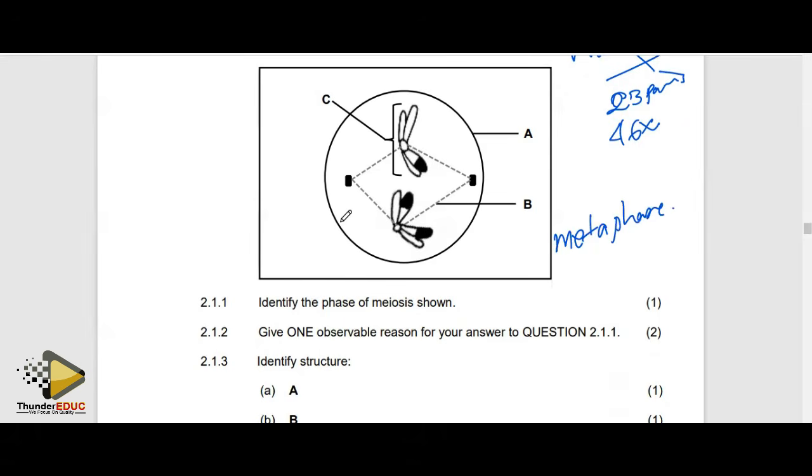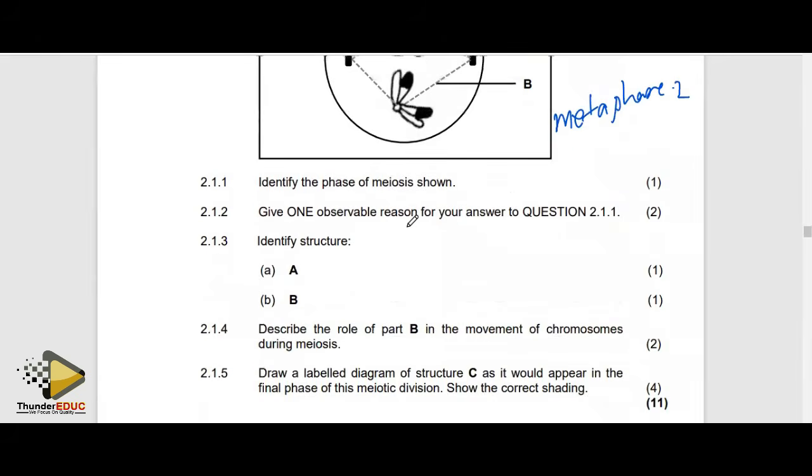But which metaphase? They are single, they are not double. If they had another one here, then they would have been double, so it would have been metaphase 1. But because they are single, therefore it is metaphase 2. So the phase indicated there is metaphase 2.